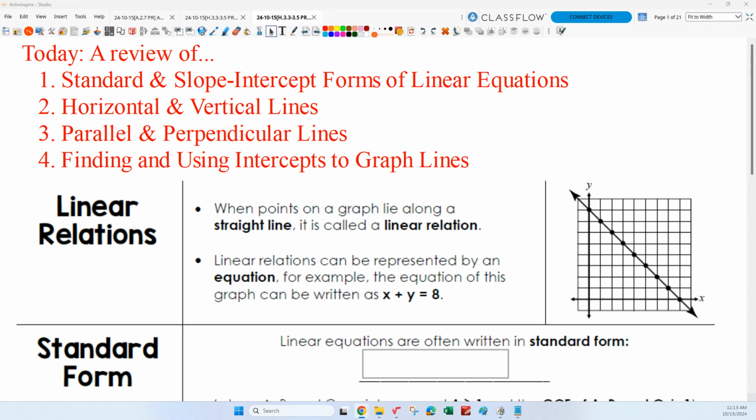Okay, and these are the topics we'll hit. We're going to look at standard and slope-intercept forms of linear equations, horizontal and vertical lines. We'll talk about what that means and how we write them. Parallel and perpendicular lines and how we can test to see if lines are parallel or perpendicular or neither. And then finding and using intercepts to graph lines, which is a really handy trick to use in graphing lines.